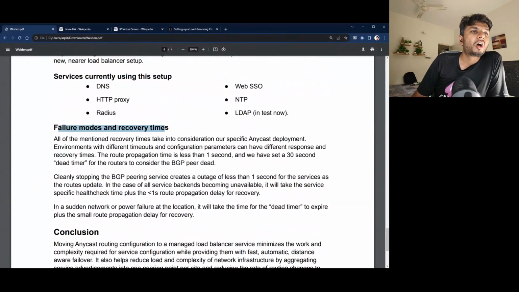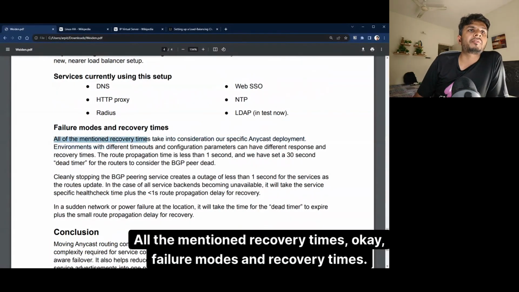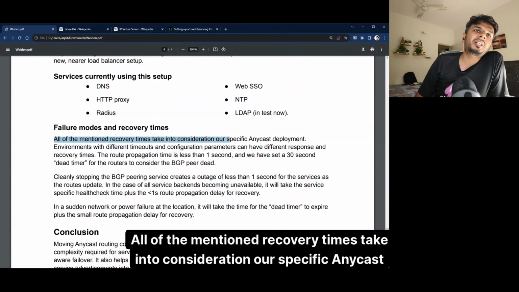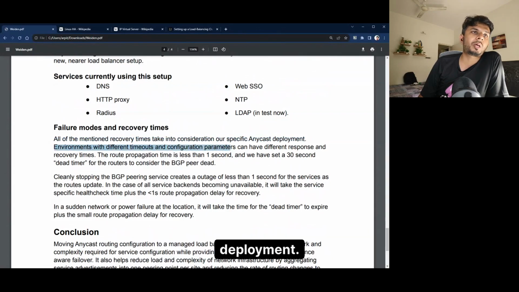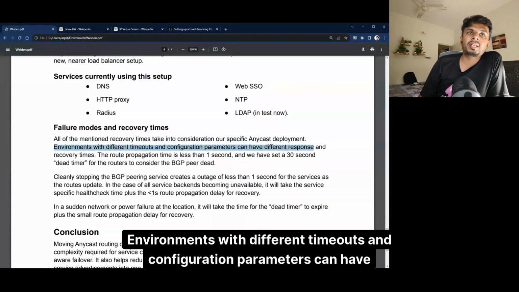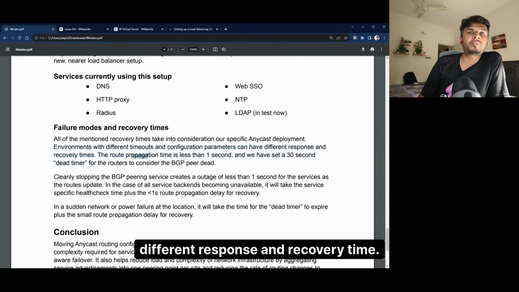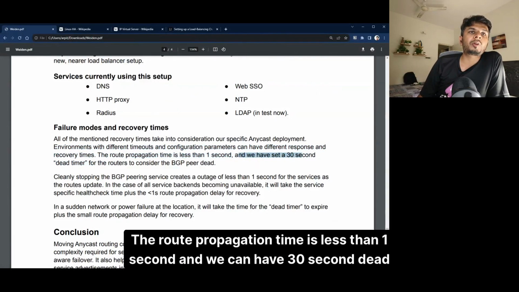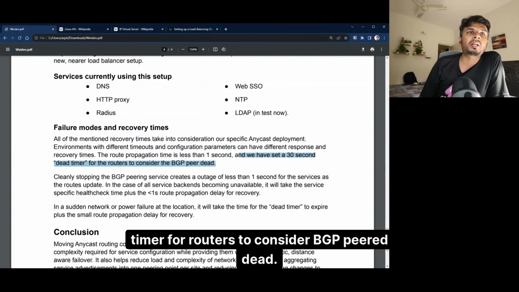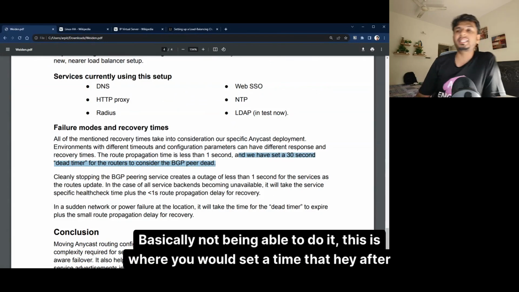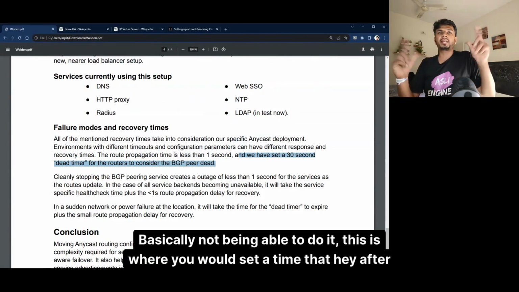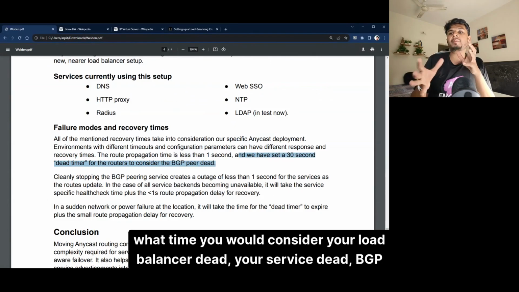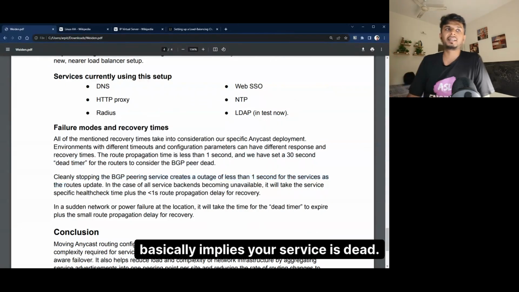Okay, failure modes and recovery times. All of the mentioned recovery times take into consideration our specific Anycast deployment. Environments with different timeouts and configuration parameters can have different response and recovery times. The route propagation time is less than 1 second, and we can have a 30-second dead timer for routers to consider a BGP peer dead. This is where you would set a time after which you would consider your load balancer dead, your service dead.